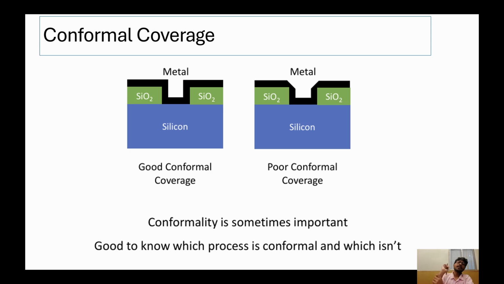Conformal coverage is how perfectly it is covering this step. This is the metal that you would have deposited, and this is the SiO2. So how perfectly it is covering this step, this is the conformal coverage. This is poor conformal coverage, and this is a kind of good conformal coverage.